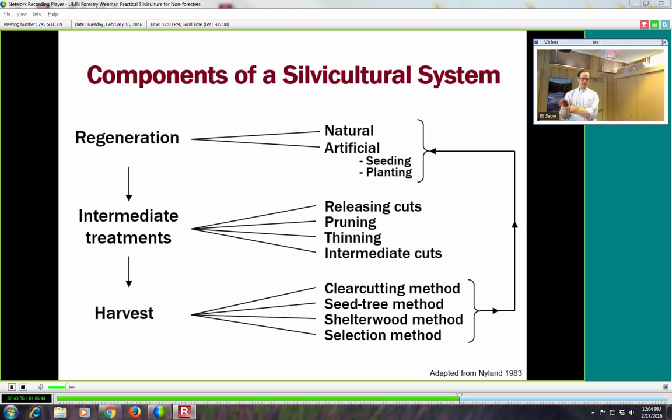So some thinnings look an awful lot like some shelterwood treatments, and it can be hard visually to tell them apart. The way you would tell them apart is that primary intent. Is it to improve the stand, improve the trees that are left standing, or is it to start over?